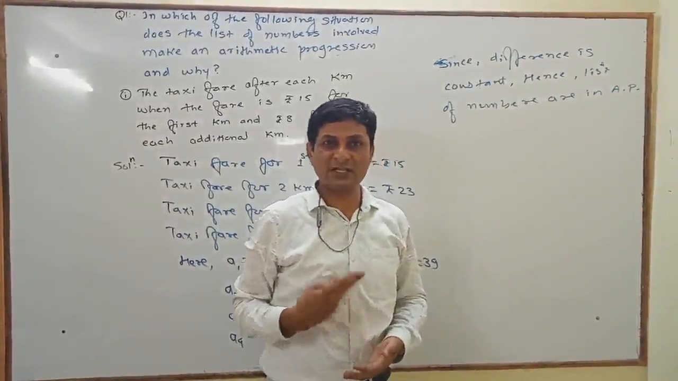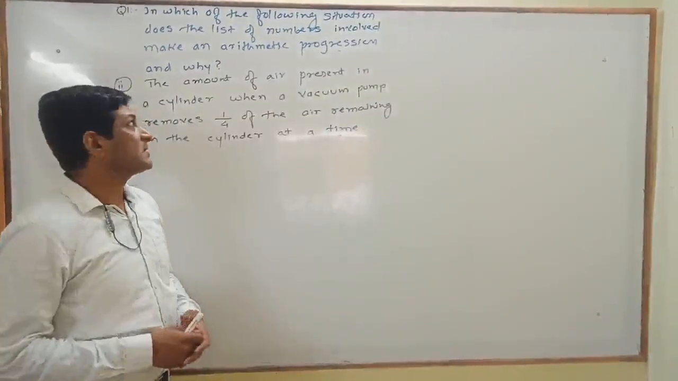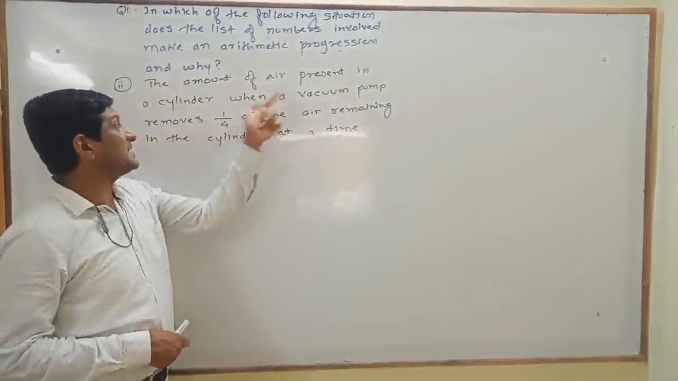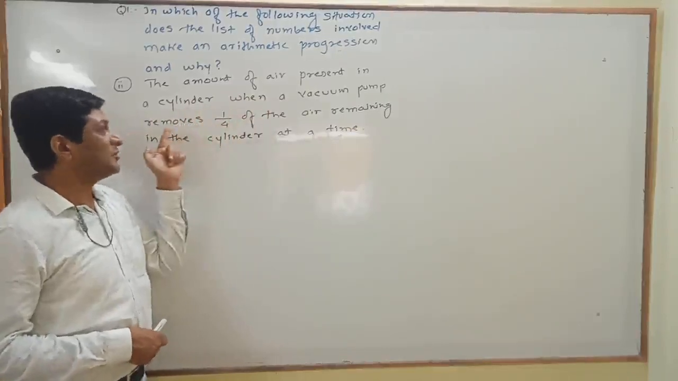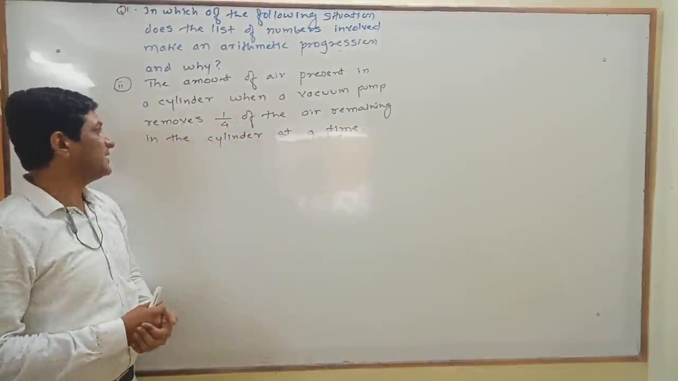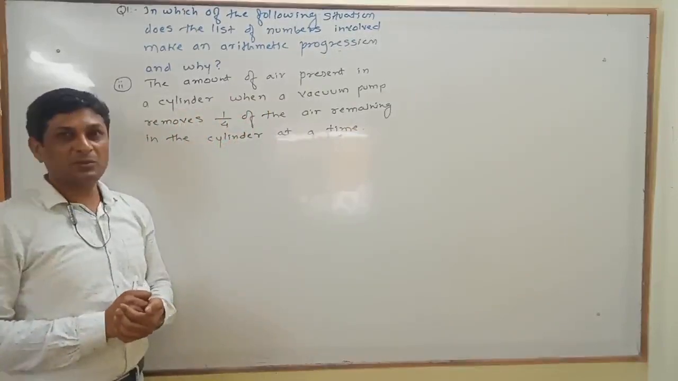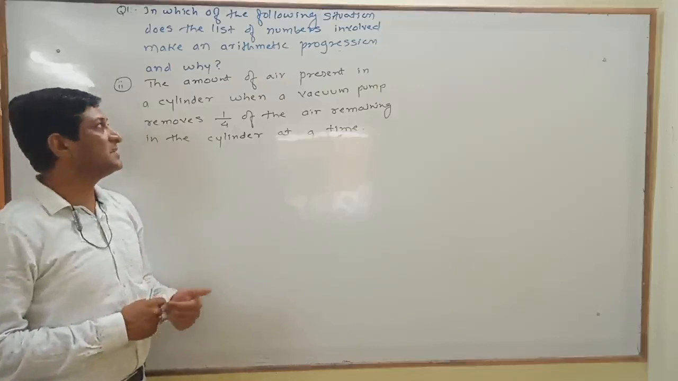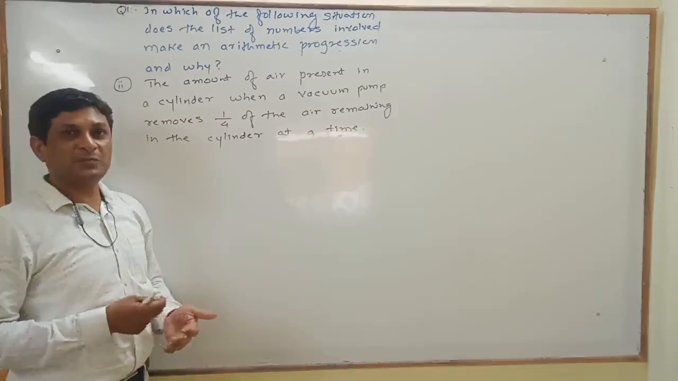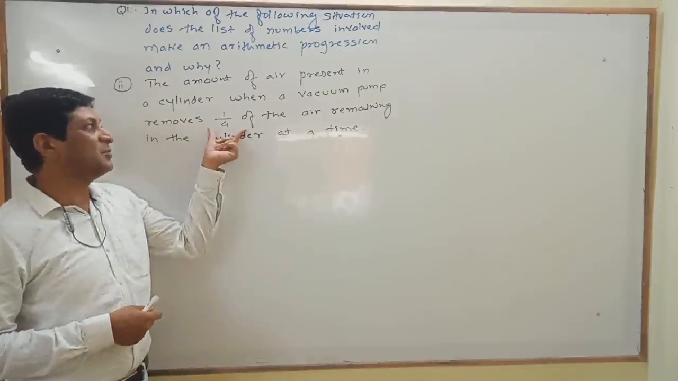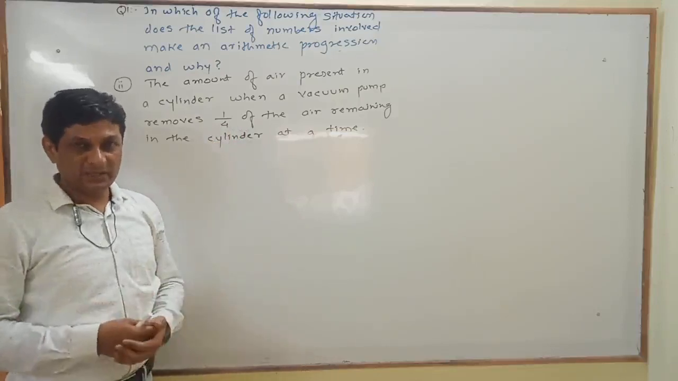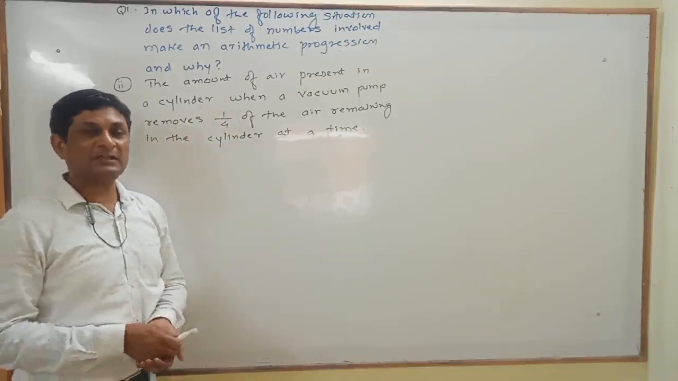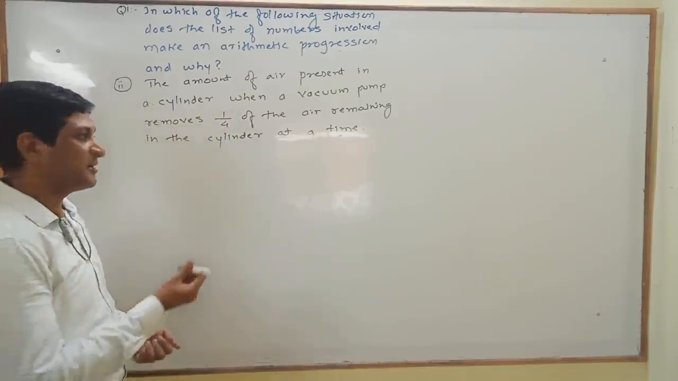Now let us try to solve the second example. See, in the second example, the condition is the amount of air present in the cylinder when a vacuum pump removes 1/4 of the air remaining in the cylinder at a time. So let us suppose that initially the amount of air in the cylinder is V. In the first pump stroke, 1/4 of the air will be removed from the cylinder, and continuing this way. Using this condition, we are trying to prepare the list of terms, and then we will check whether the list of terms is in arithmetic progression or not.